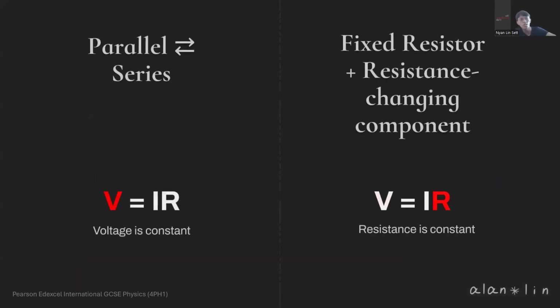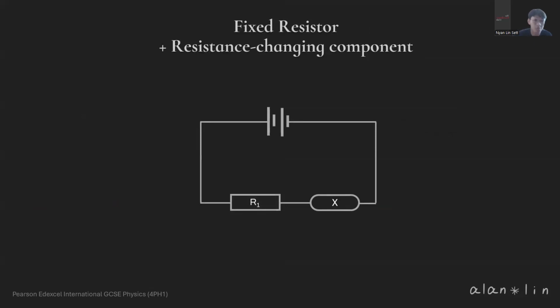Let's now take a look at the questions where we have a fixed resistor with a resistance changing component in a series circuit. Now, these are the type of circuit structures that we're going to see when it comes to these kind of questions. Here, X represents the component whose resistance can be changed. So we're talking about, of course, a variable resistor. We're talking about thermistors. We're talking about light-dependent resistors. It could be any of them.